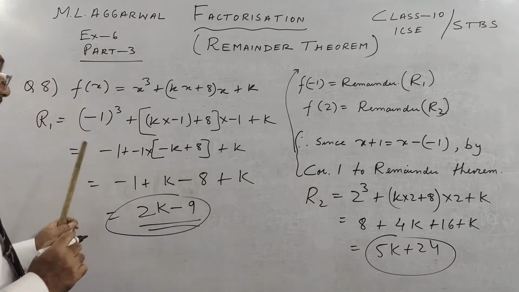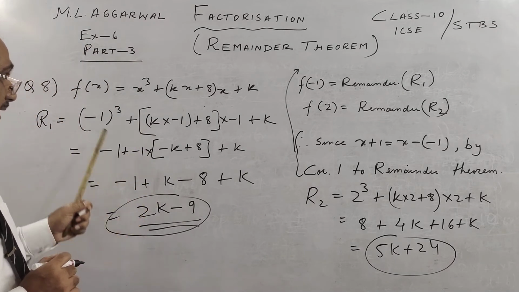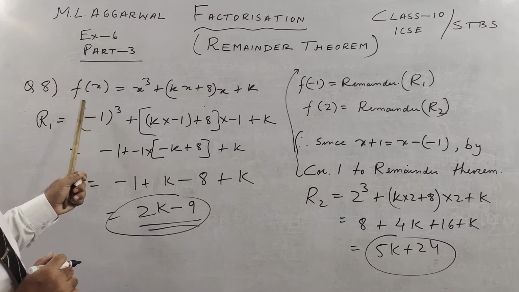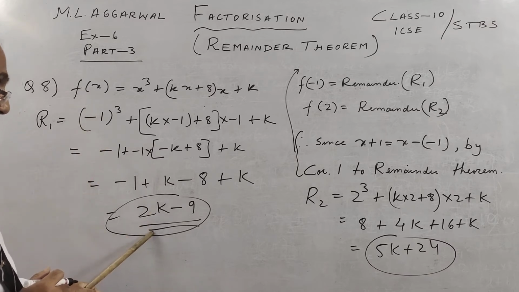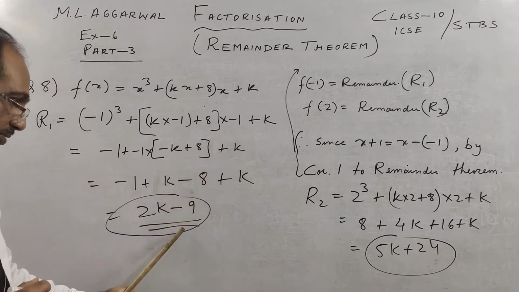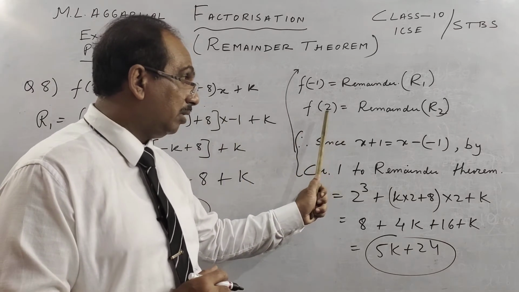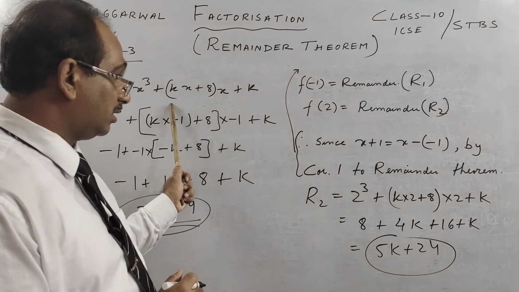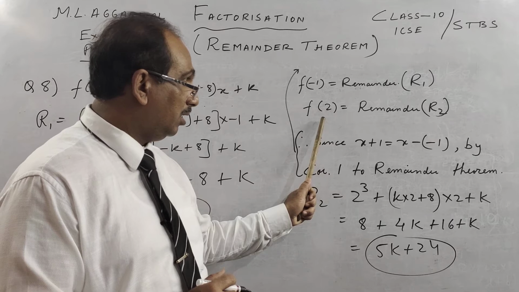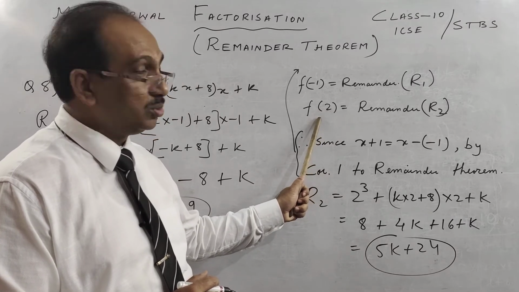This is a 3 mark question, children. So what remainder do you get when you divide by x plus 1? I get this remainder because it is in terms of k, otherwise I would have got a number. What remainder will you get if you divide this by x minus 2?